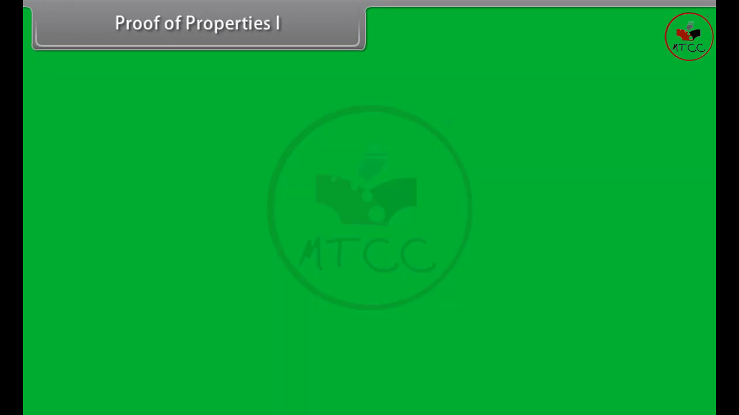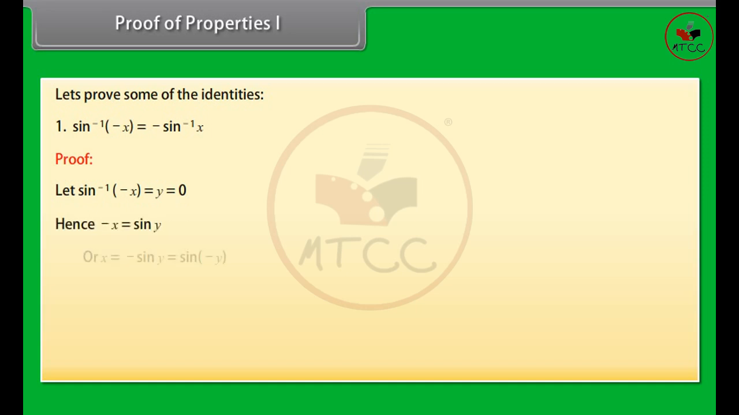Proof of properties 1. Let's prove some of the identities. First, sin inverse minus x is equal to minus sin inverse x. Proof. Let sin inverse minus x be equal to y. Hence, minus x is equal to sin y, or x is equal to minus sin y, which is equal to sin minus y. Hence, x is equal to sin minus y. It implies that sin inverse x is equal to minus y, or y is equal to minus sin inverse x.